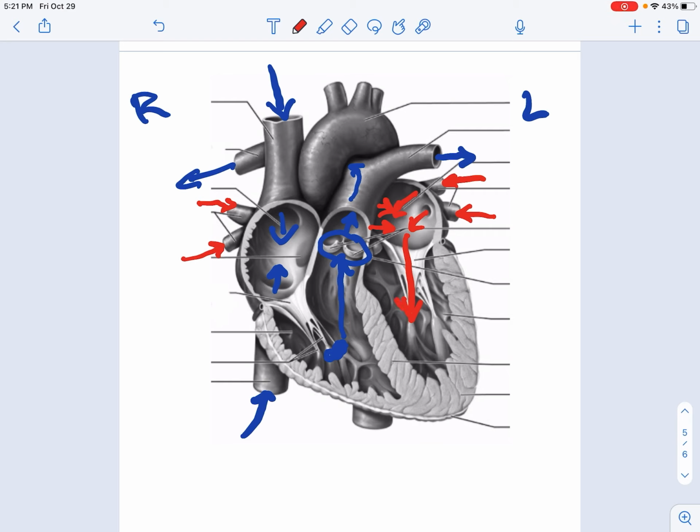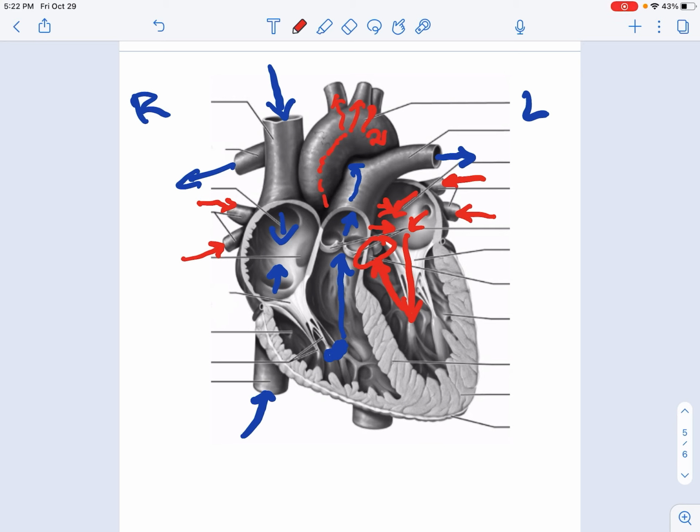And then when it contracts, it pushes, and you have to look carefully at this diagram. Let's see if I move this circle here. You can see the aortic valve there. So the oxygenated blood is then pushed through the aortic valve into the aorta, so it would be in here, where it then goes off to the places that it's needed.